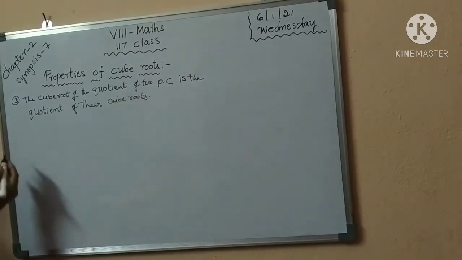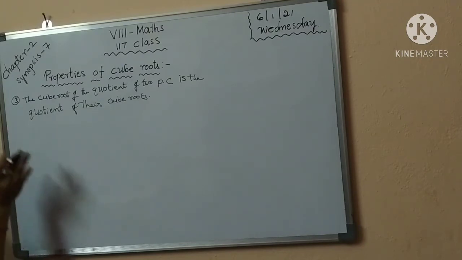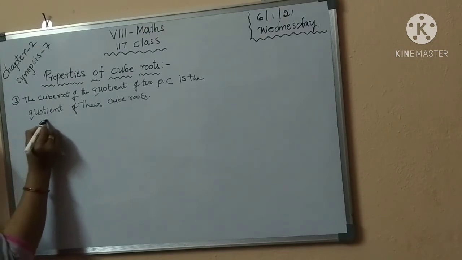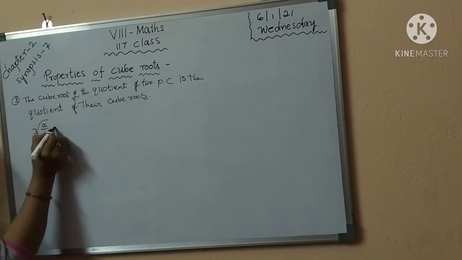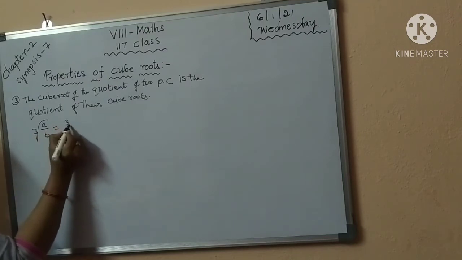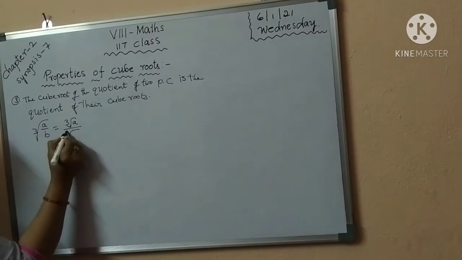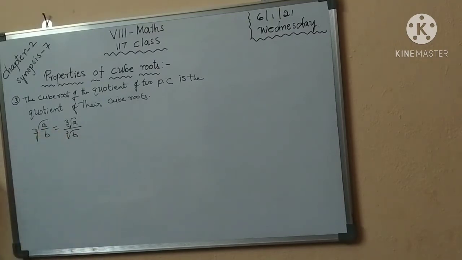Here, a and b are not equal to 0. For perfect cubes, cube root of a by b is equal to, comparing with the laws of exponents, root a by b equal to root a by root b. In the same way, cube root of a by b equals cube root of a by cube root of b.